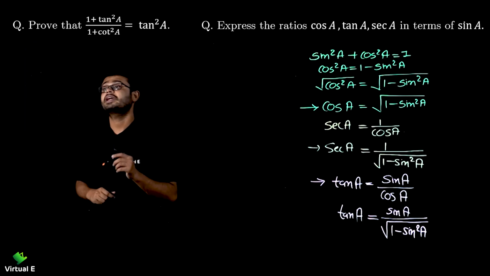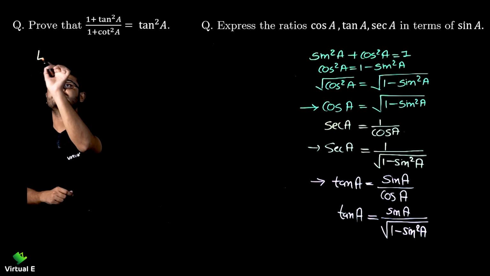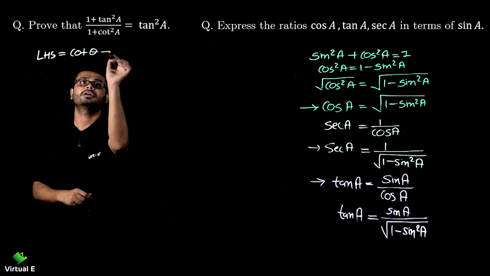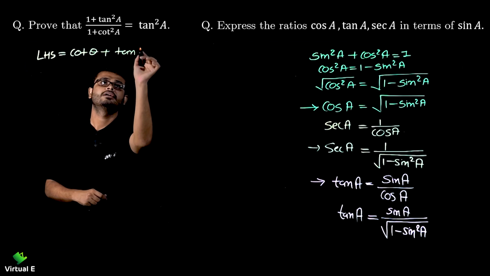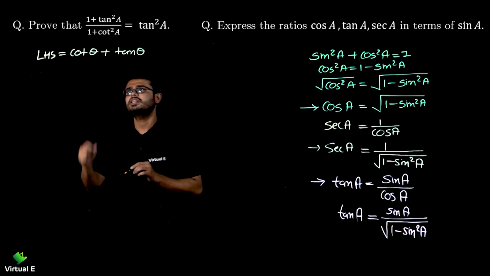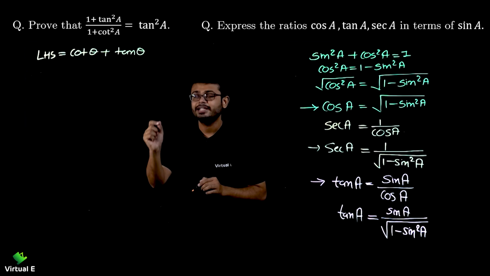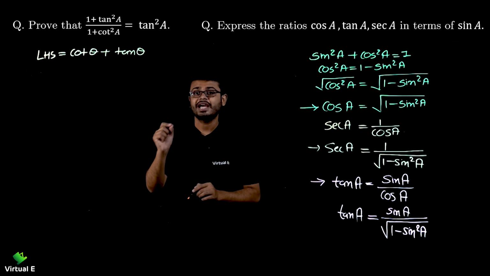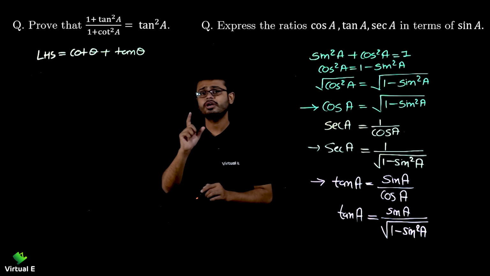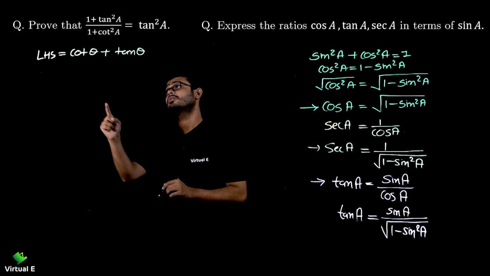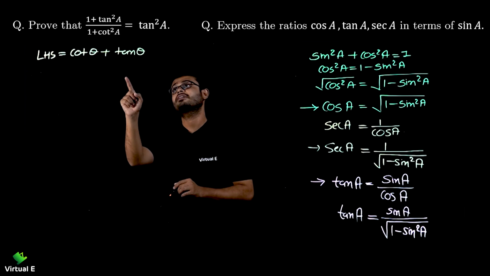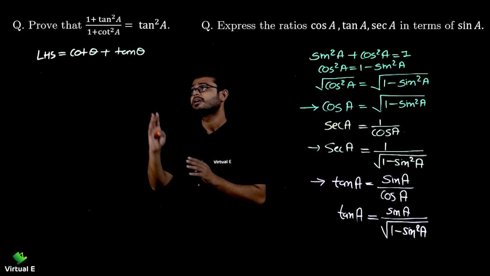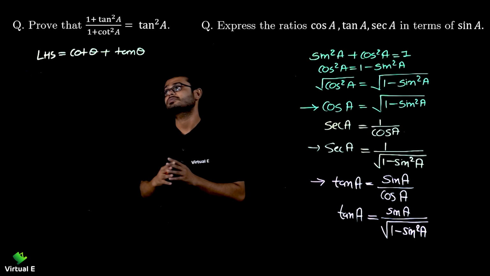cot theta plus tan theta. So I am starting with the LHS. LHS is cot theta plus tan theta. Now whenever you have a question in the form of cot theta, tan theta, sec theta and cosec theta, try to convert into the form of sine and cos, because we know from cot theta and tan theta we cannot get sec theta and cosec theta directly. We know there is a relation, but let's avoid it.